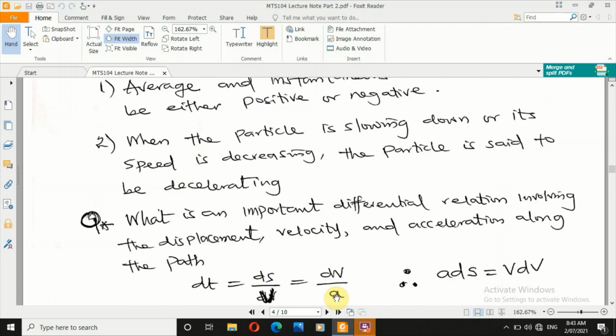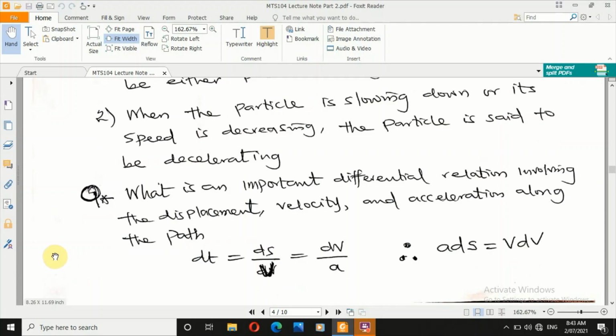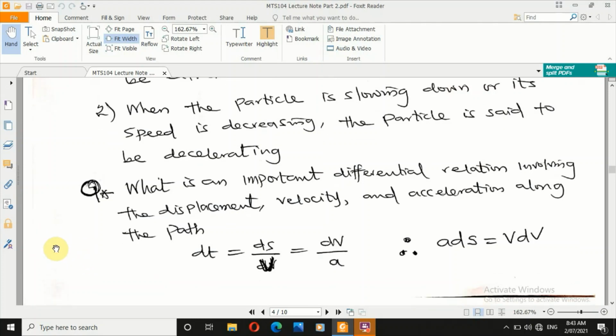Is it possible? Yes, it is possible. Now let's go back here. Let me show you. If we have our velocity as dx over dt, we can make dt the subject of the formula. So in that case, we now have velocity equals dx over dt. If you make dt the subject of the formula, you have this first expression.